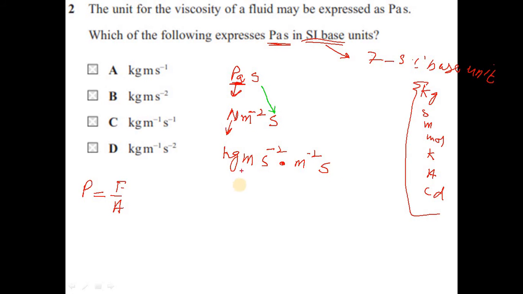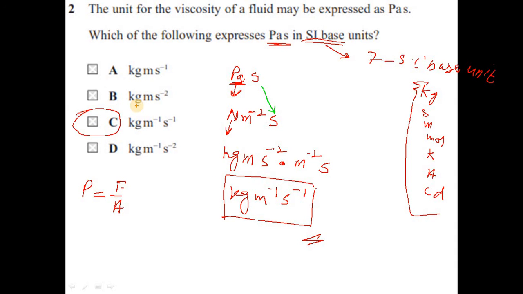If you simplify kg, meter and meter minus 2, you get meter minus 1, second minus 2, and second plus 1, so second minus 1. This is the equivalent SI base unit of Pascal second. That means C.